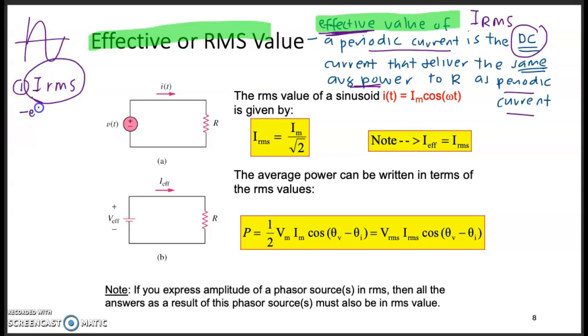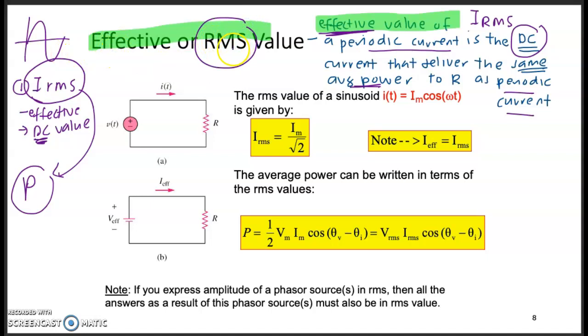It is actually the effective value, or we call this the effective DC value. It measures the DC value of the AC circuit. From this Irms, it will deliver the same power as the periodic current. So you can consider you have AC, but how can you calculate the DC value of the AC? We call it RMS, root mean square.